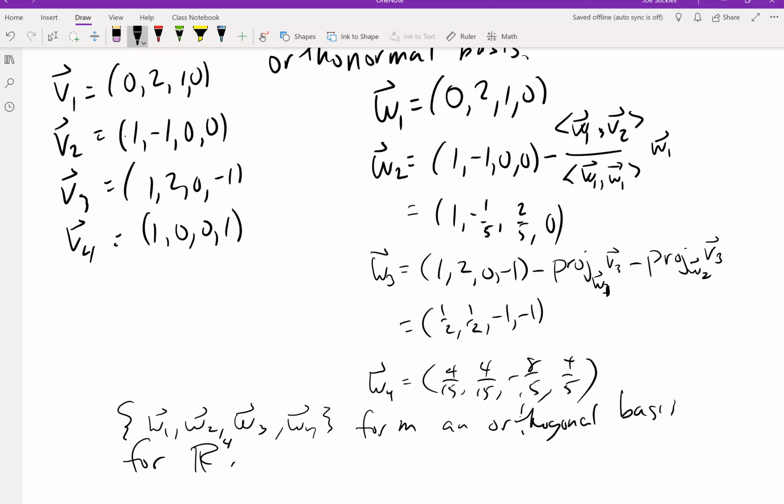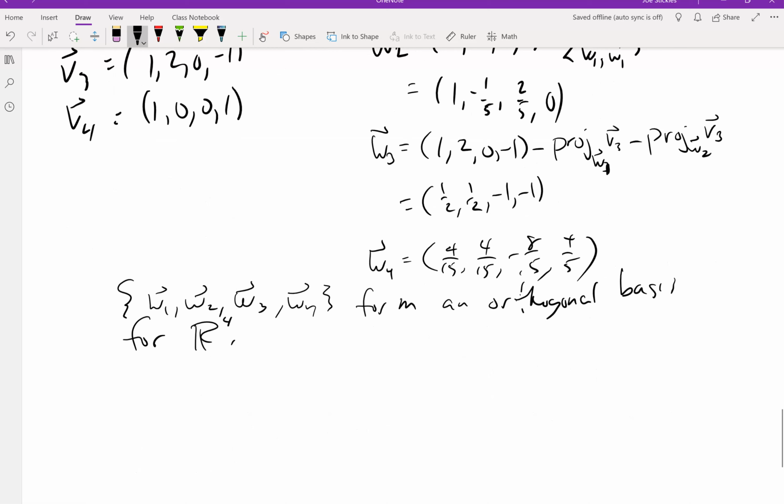To see what happens here, let's just look at this last one. We would have 2/15 when I multiply those together, 2/15, so I would have 4/15, plus another 8/15. 4/15 and 8/15 is 12/15, which is 4/5, minus 4/5, which really does give you 0. So any inner product of any two distinct ones is going to be 0.